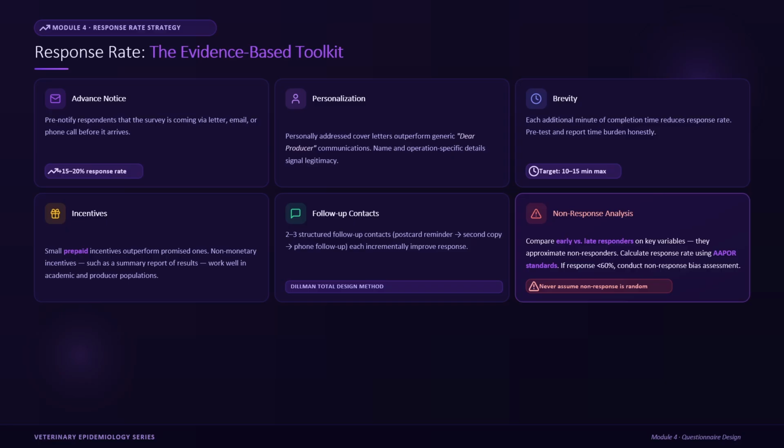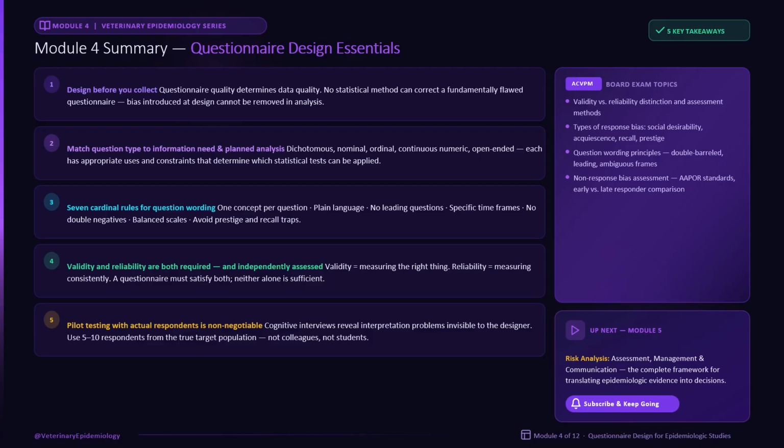We've covered the entire arc from research question to deployment. Let's bring it all together with the key takeaways. Made it to the finish line. Let's pull everything together and make sure the most testable concepts are locked in before you close out this module. Questionnaire design is not a peripheral skill. It's at the heart of epidemiologic data quality. Every study that collects primary data through interviews or surveys lives or dies by the quality of its instrument.